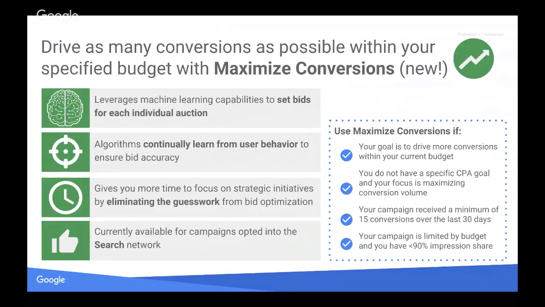Like at the end of the campaign, when you have 10%, 20% of the budget left and you want to maximize conversions for that remaining budget, we definitely recommend you switch on maximize conversions bidding, because this will help you get the most conversions with your remaining budget.